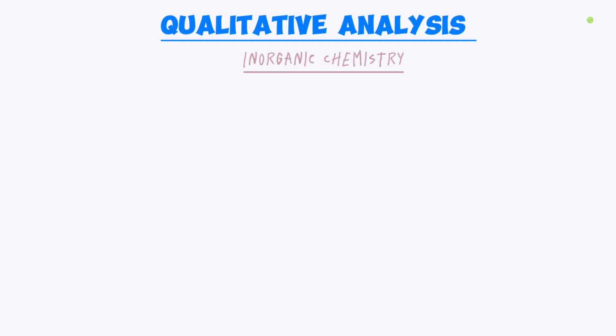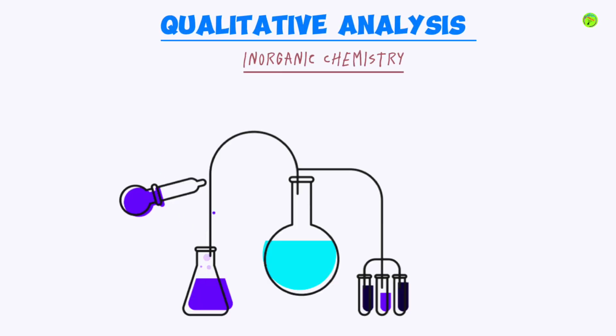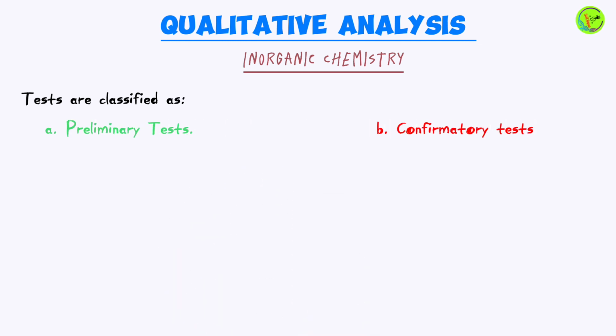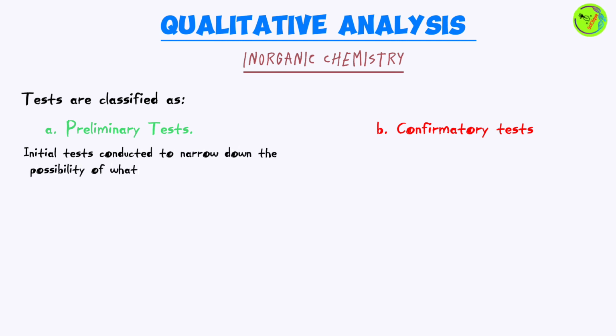In chemistry practicals, the tests that you carry out can either be classified as preliminary tests or confirmatory tests. Preliminary tests are initial tests that are conducted to narrow down the possibilities of what a substance might be.